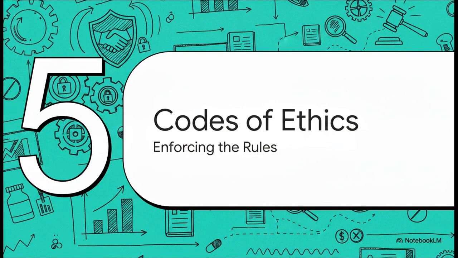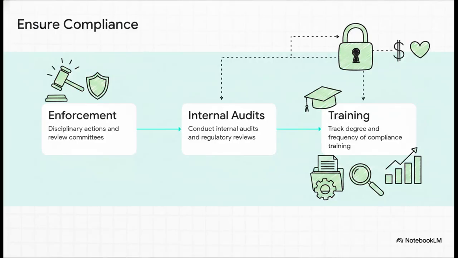Let's hit Section 5, Codes of Ethics. Okay, to avoid those massive monetary losses we just talked about, companies have to establish clear, auditable mechanisms for compliance. According to the standard, they need to detail these steps. Step 1. Enforce strict disciplinary actions and utilize internal compliance review committees. Step 2. Conduct rigorous internal audits to catch bad behavior before the regulators do. And Step 3, mandate specific compliance training.